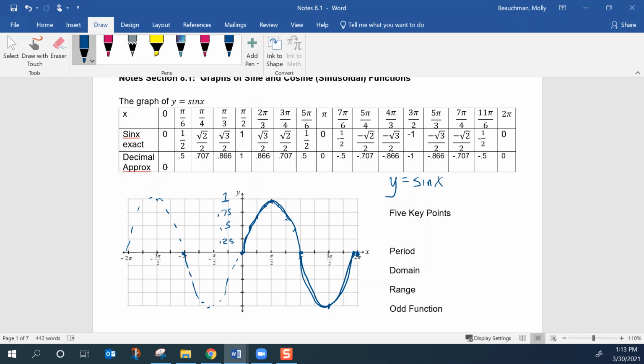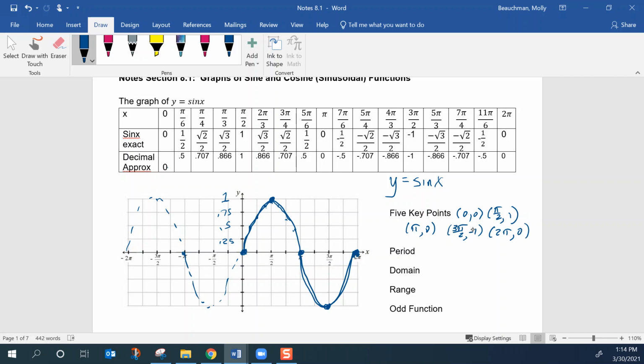So there are 5 key points that we graph and then connect. The 5 key points are the places where you cross the x-axis, the intercepts or zeros, the relative maximum and the relative minimum of one complete cycle or one complete period. So the 5 key points are (0, 0), (pi over 2, 1), (pi, 0), (3 pi over 2, negative 1), and then at 2 pi, we're back at 0.